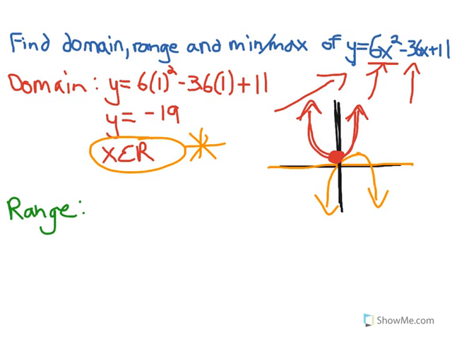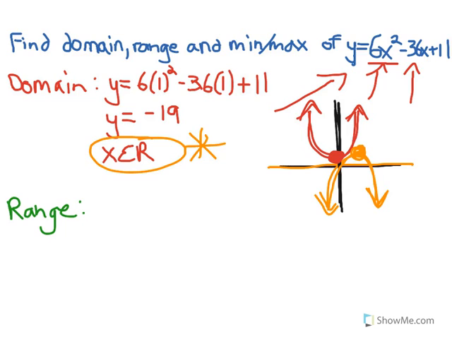For the orange one, it's the exact opposite. We have a maximum value here. The parabola opens down, but it's going to go down forever, which means it's going to cover every single y value. Remember, y is along the vertical axis. It will cover every single y value that's less than this maximum point.